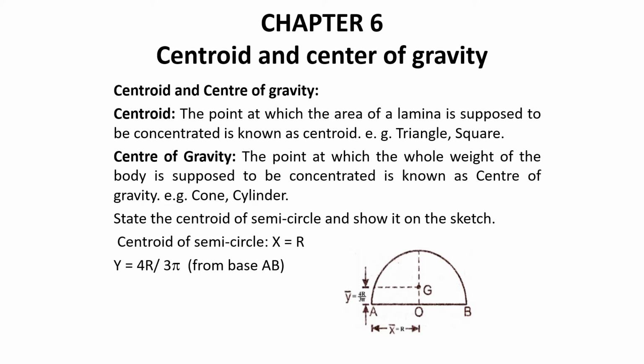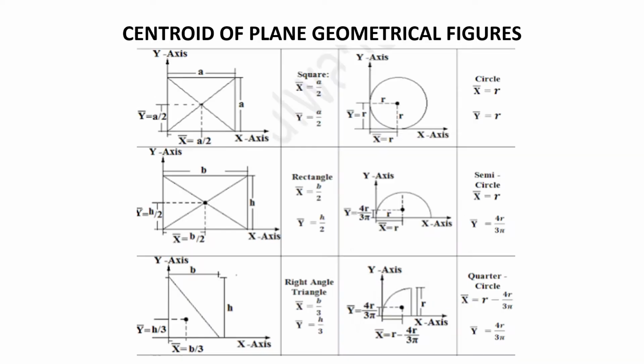Then there is a question: state the centroid of a semicircle and show it on a sketch. This is the sketch and the formula for the centroid of a semicircle. So in x direction, x is equal to r, that is radius, and in y direction, y is equal to 4r upon 3 pi, that is this distance is 4r upon 3 pi from the base.